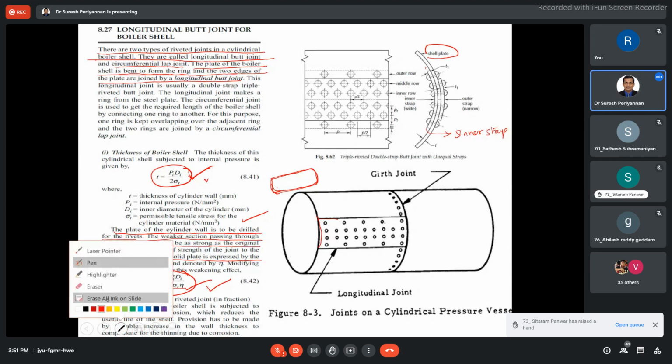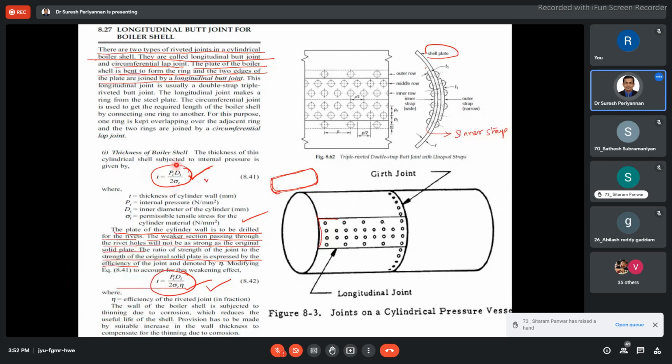This formula, which formula will be suitable? Without any joints, I prepared my vessels directly from the casting process. Then which formula will you be able to use? The above formulas. Yeah, the first one. The first one we are going to use. Okay, this is efficiency, the efficiency of the riveted joint.